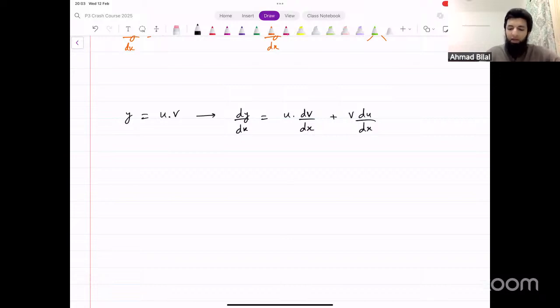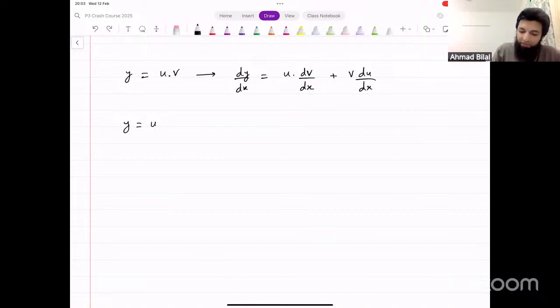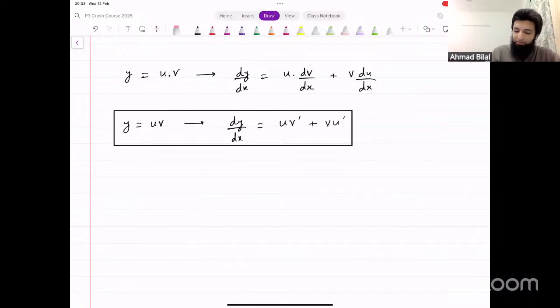Okay, a short way of writing this and remembering this is that we write it like this: y equals uv. If that's the function, then the derivative of that, dy over dx, is uv dash plus vu dash. Okay, so dash means the derivative. uv dash plus vu dash, that's the product rule of differentiation.